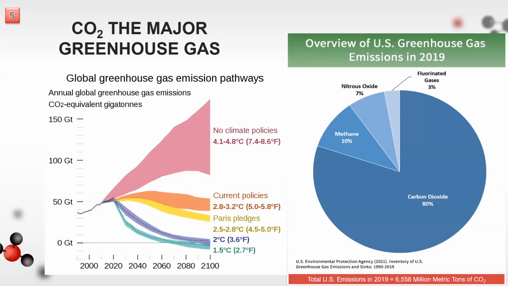As you can see on the right-hand side, comparing the production rate of carbon dioxide in the United States with other major greenhouse gases, we can see that 80% of the greenhouse gases produced in the United States in 2019 is carbon dioxide. And on the left-hand side, you can see that if you want to keep the rise in the temperature of the atmosphere around 2 degrees based on the Paris Climate Agreement, we need to decrease the production of carbon dioxide.